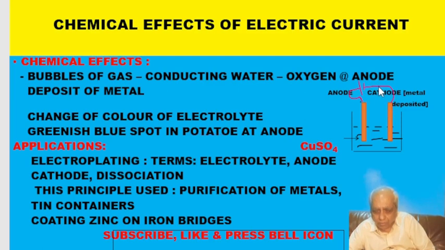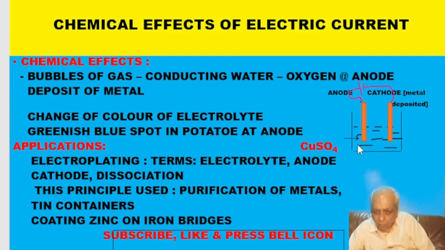Now as soon as I switch on the current, you wait for some time, and you will see that some metal is getting deposited at the cathode. You can see some small particles getting deposited at the cathode. And if you take the mass of the anode, you will find that my anode has become a bit thin. Now how does it take place? Let us try to understand that.